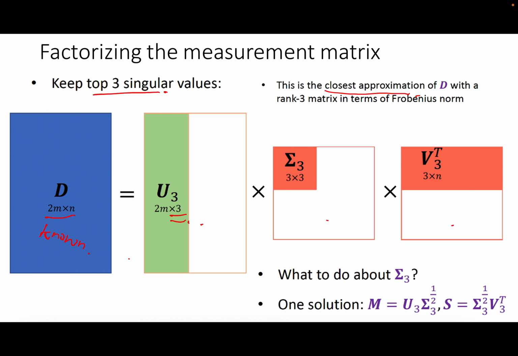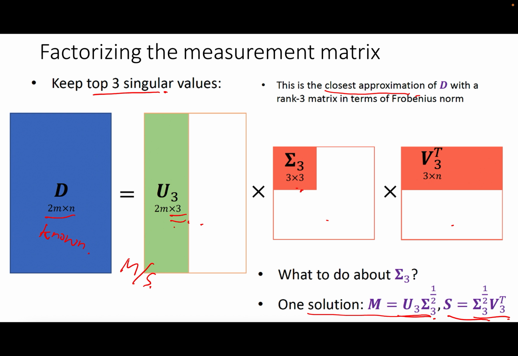What we want to get is M and S. One solution, we already have the solution after SVD. One solution is we can use U3, and then take the square root of the sigma matrix. So M can be the multiplication of U3 and the square root of sigma 3, and S can be the square root of sigma 3 and V3 transpose. This can be one solution. We already have a solution after performing SVD.